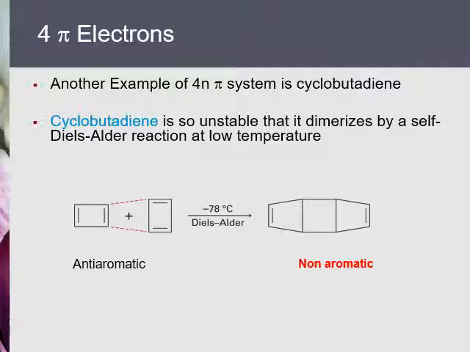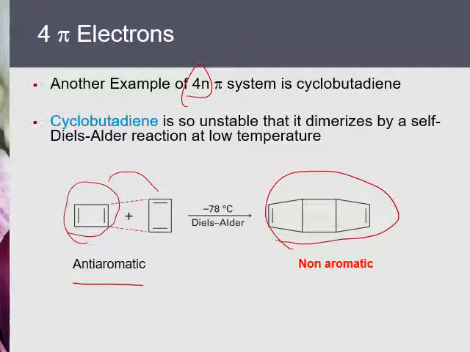Another example is cyclopentadiene. Cyclopentadiene is a cyclic compound, planar, with 4 electrons. So 4 electrons is a 4n system, and therefore it's anti-aromatic. Because it's anti-aromatic, it's so unstable in nature that it doesn't exist as an isolated cyclopentadiene. Instead, it always combines two together to form a dimer. A dimer is non-aromatic, not anti-aromatic.